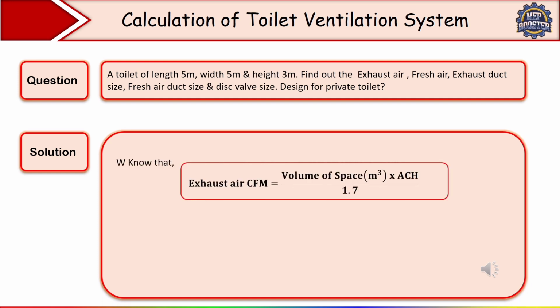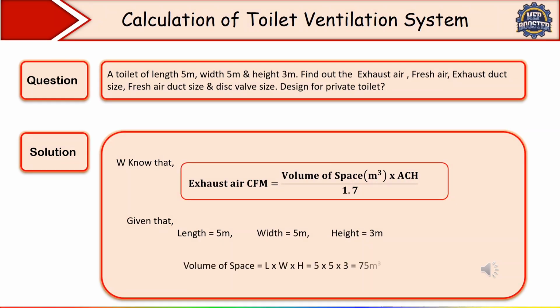So we know the formula to find out the exhaust air CFM: volume of space in meter cube into ACH divided by 1.7. And what is given in the question? Length is 5 meter, width of this toilet is 5 meter, height 3 meter. With the help of this length, width and height, we can easily get the volume in meter cube, and remember the unit also. We have to put the value in meter cube. So just calculate the volume of that space: volume of space is length into width into height. So you will get 75 meter cube volume of space.